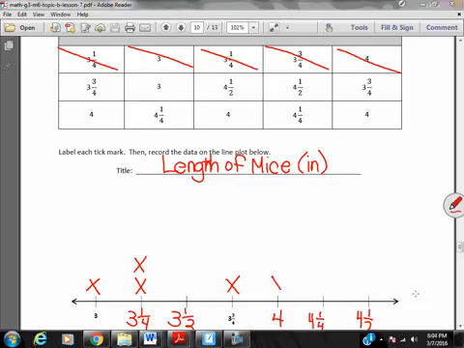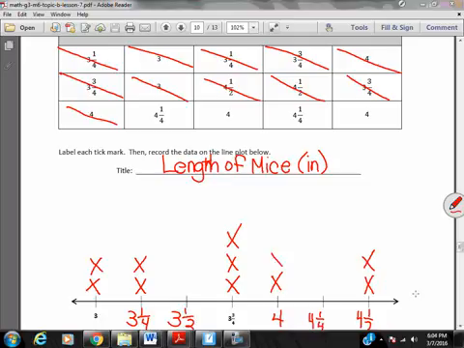4, 3 3/4, 3, 4 1/2, another 4 1/2, 3 3/4. I'm just going to continue that process. Here's 4, 4 1/4, 4, 4 1/4, and another 4.